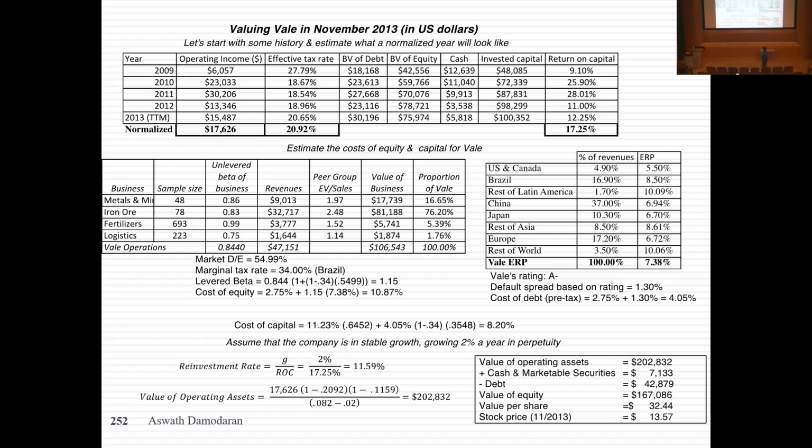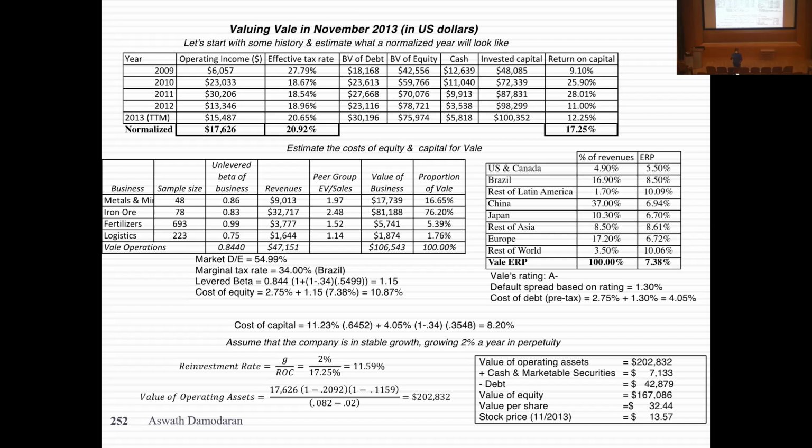But if I use that 2% growth, I take their operating income and adjust for taxes and reinvestment. And this is where the return on capital comes in. 2% growth rate, 17.25% return on capital means that they have to reinvest at least 11.6% of their operating income every year in perpetuity. When you're doing stable growth, a terminal value, you've got to make sure every single input is a number that can be sustained. So I'm going to tie things up with that sustainable growth equation. And what I get as a present value, assuming this growing perpetuity, is $203 billion.